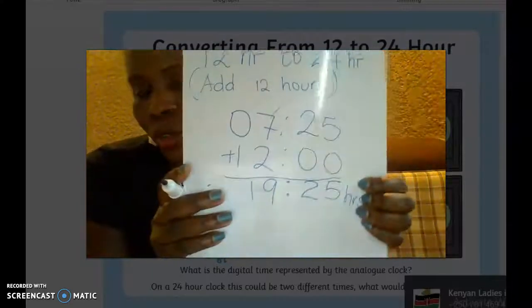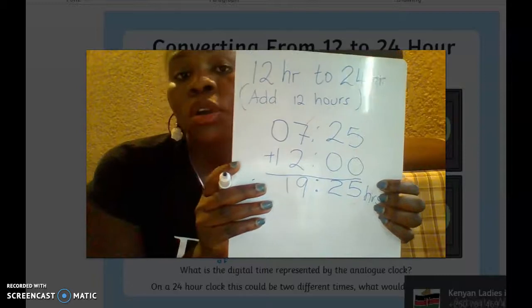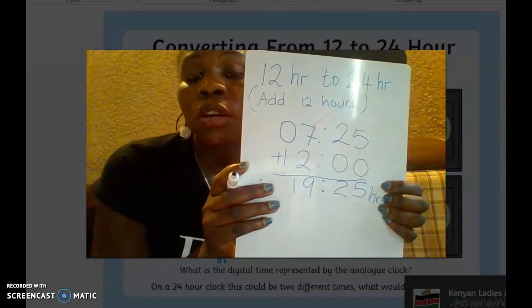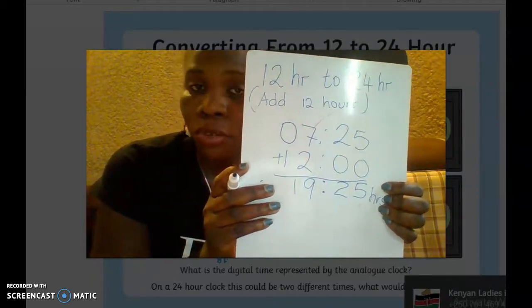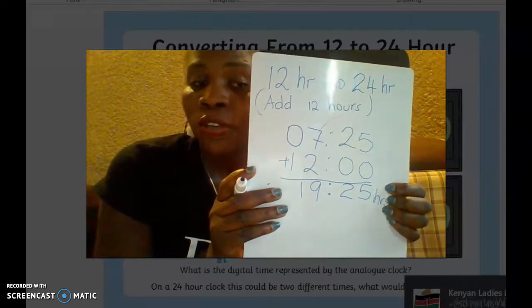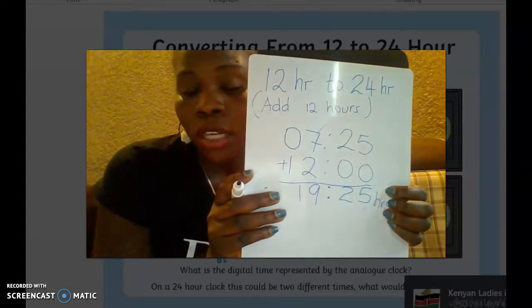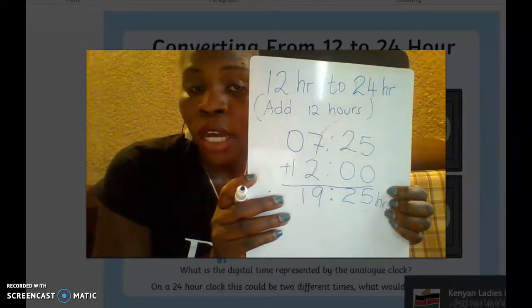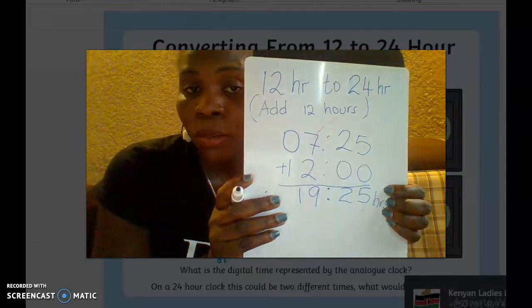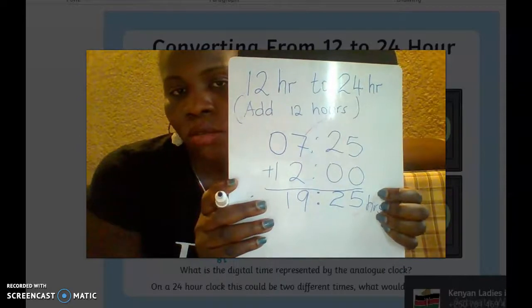I hope it's visible. I hope you can try yours, and I hope you also feel confident when converting from 24-hour clock to 12-hour clock. And also, you know the difference between 12-hour clock and 24-hour clock. With all this, I wish you well. Go and do some practice so that you can perfect this skill, so that it can help you also.